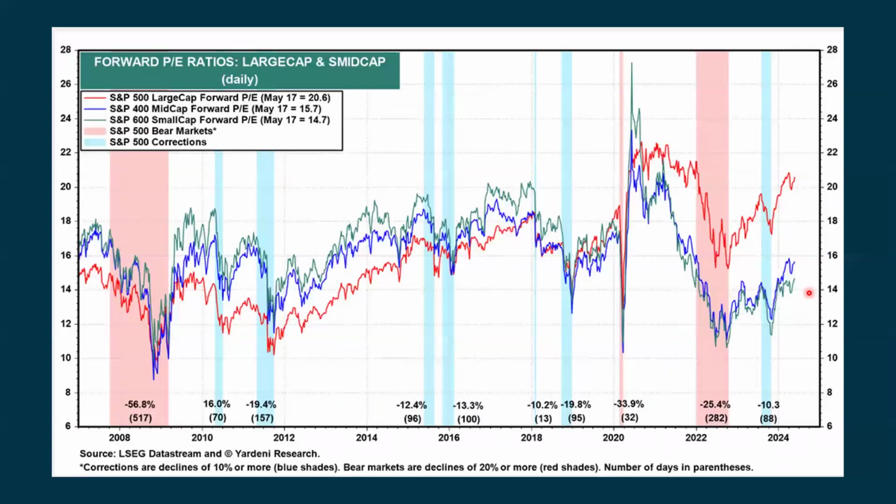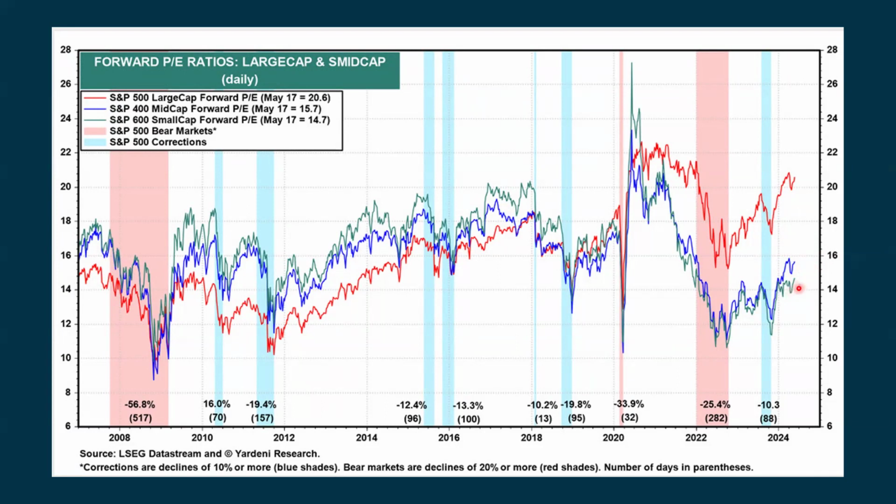But the market doesn't do that. They look forward. And so on this chart that's put out by Edward Yardeni, this looks at forward PE ratios, and that's what the stock market uses to justify prices going up or down. The red line is the S&P 500 coming in a little bit above that 20 level at 20.6. Then we have the mid caps, which are coming in at about 15.7, so they're more fairly priced. And we have the small caps, which have really lagged behind in 2024. They're coming in at 14.7.